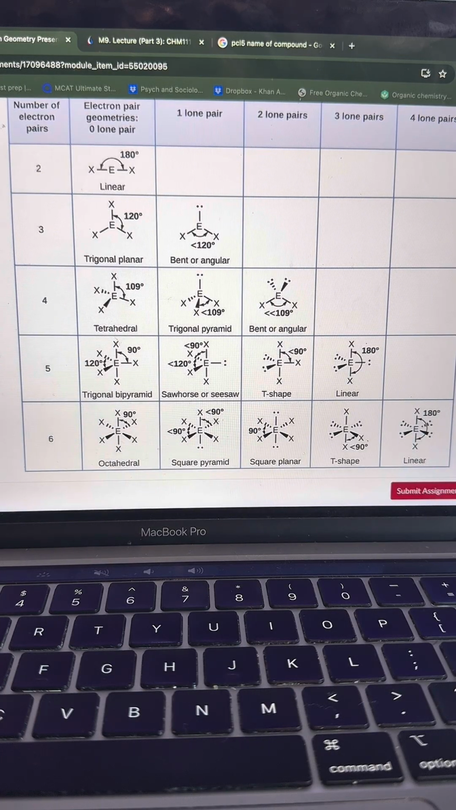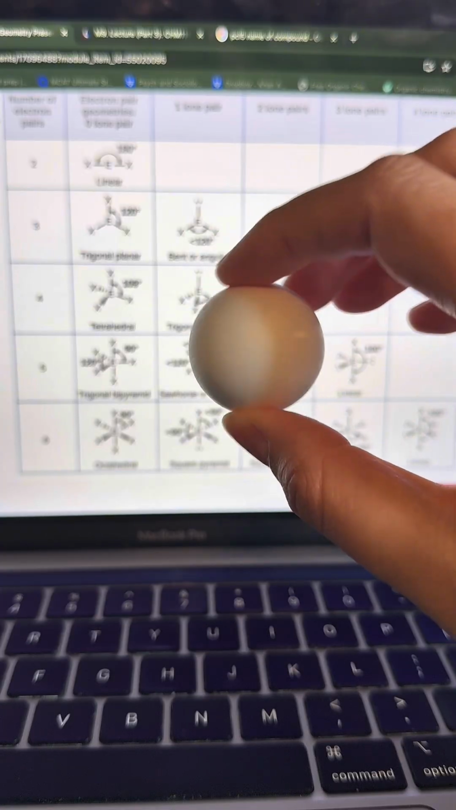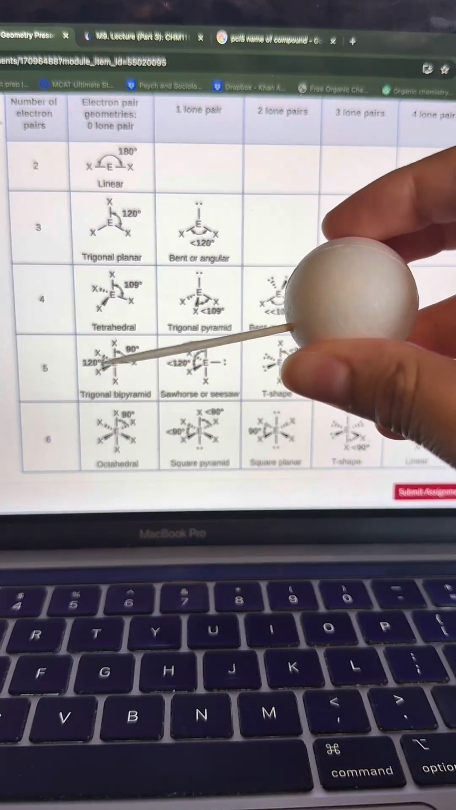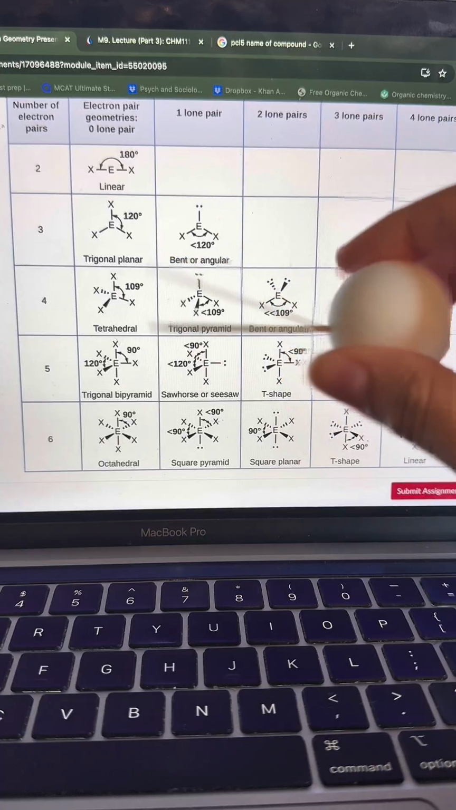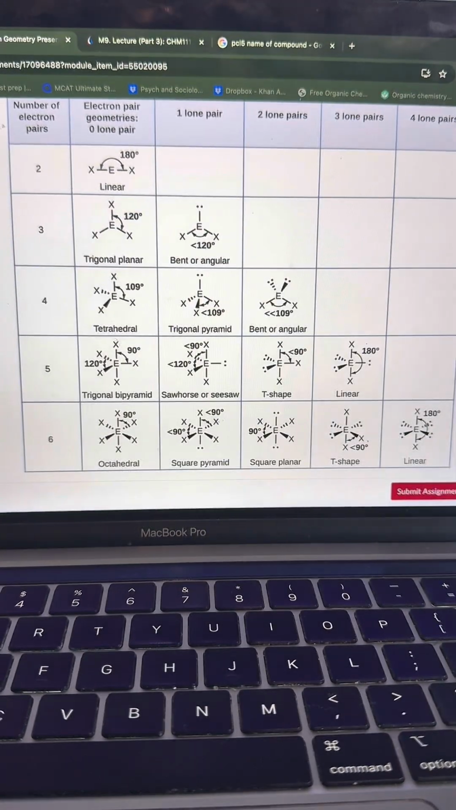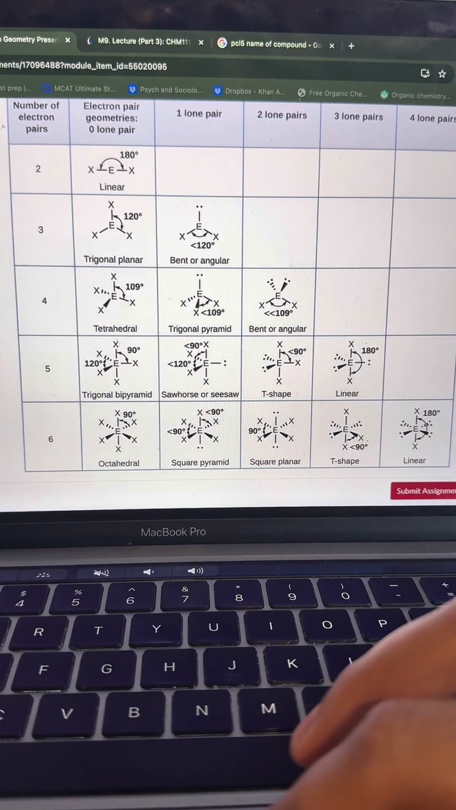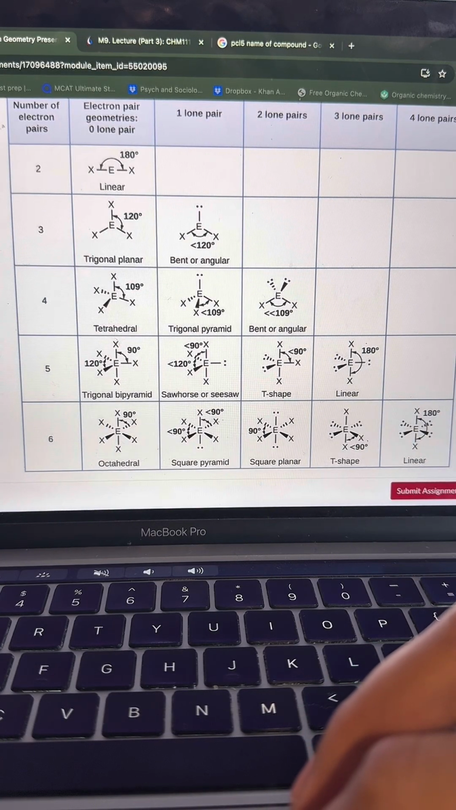Just a little note, unfortunately I am allergic to latex, so I am not able to do the balloon geometry, but I was permitted to use styrofoam balls and toothpicks instead. So our styrofoam balls are going to represent our atoms. The toothpicks on the styrofoam balls are going to represent the bonds, and they're also going to help me show the bonding angles. I have these toothpicks with little pink flags that are going to represent my lone pairs for this lab. So to begin, I'm going to go through some of the basic geometries.